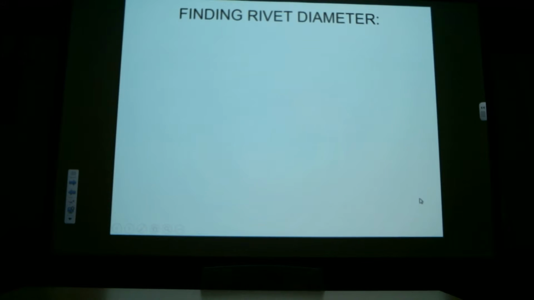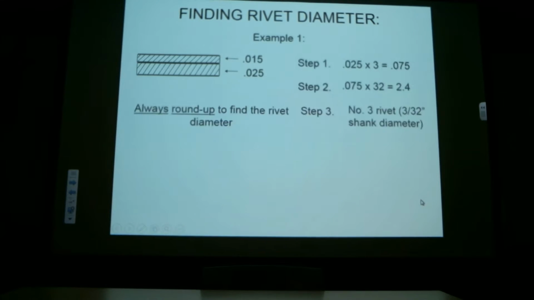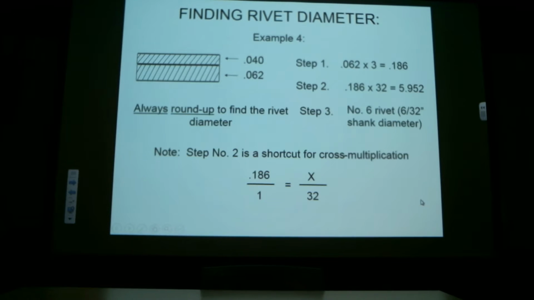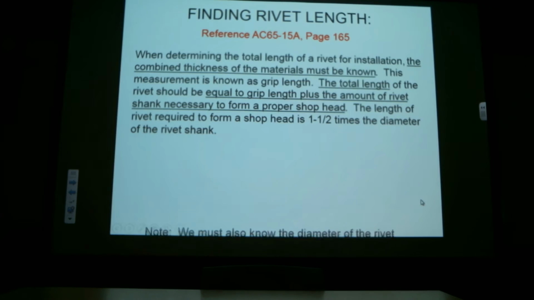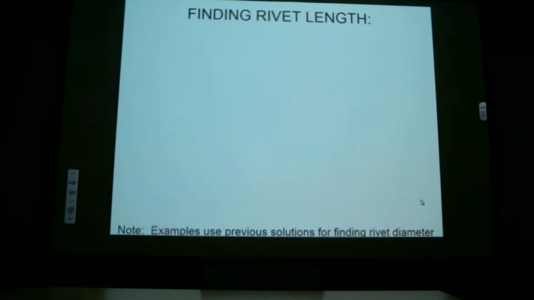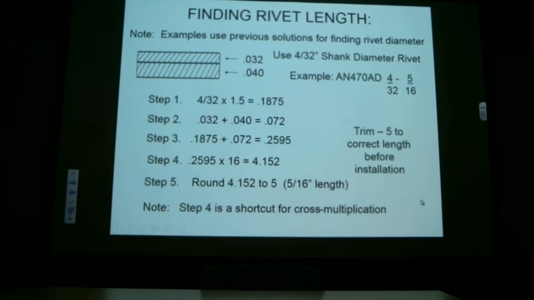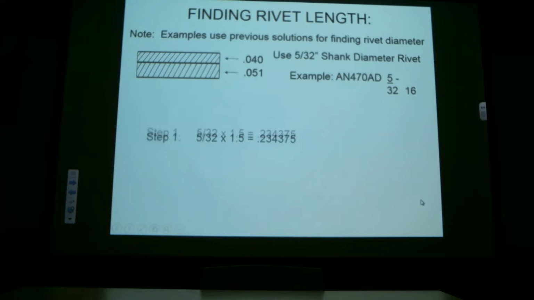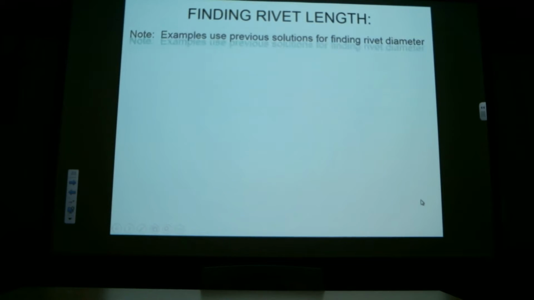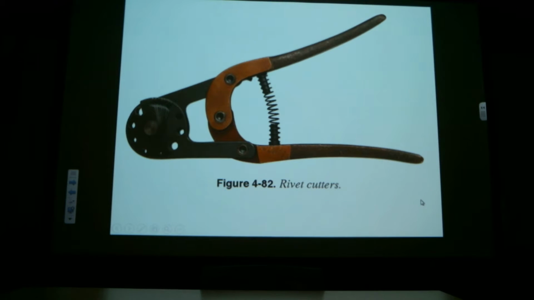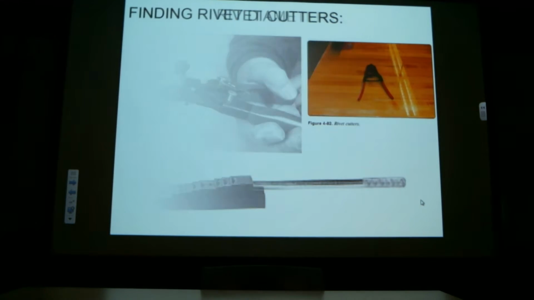You all know how to find rivet diameter? Take 3 times the thickness of the thicker skin. Get some samples of how it's done. We've talked about how that works. What else do you need to know? You have to have a minimum of a 1.5 rivet diameter as a projection of the rivet shank in order to get the proper shop head. Rivet cutters, different styles of them.